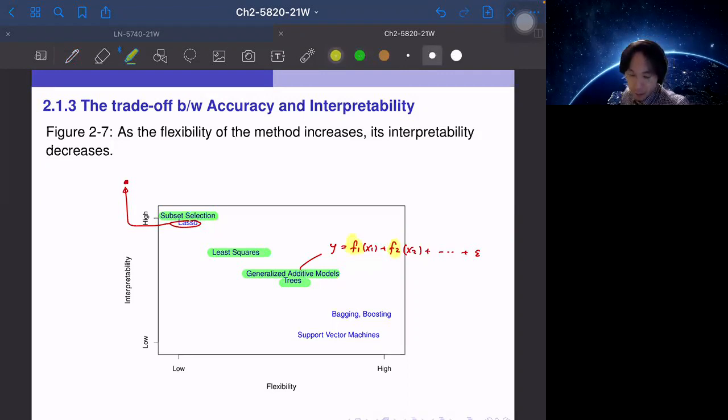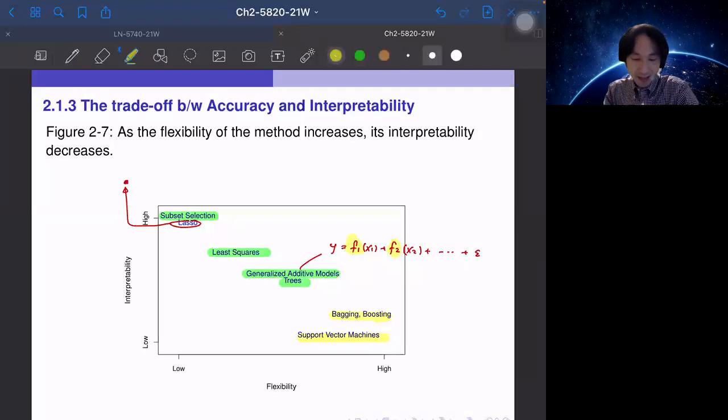So, less interpretable. And more: bagging, boosting, or support vector machines. These methods are more computational and they accommodate more flexibility, but it's almost impossible to interpret. For example, we don't have any coefficient of the predictor explicitly, so that we have more flexibility.